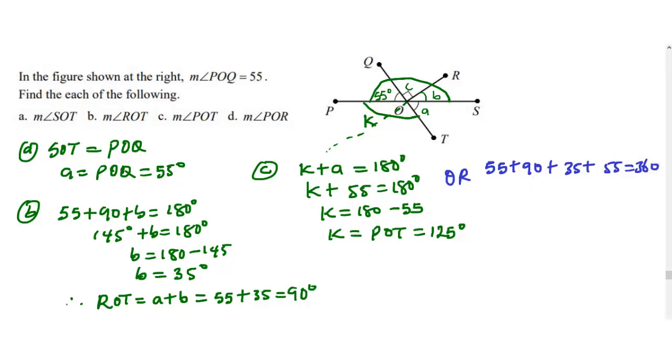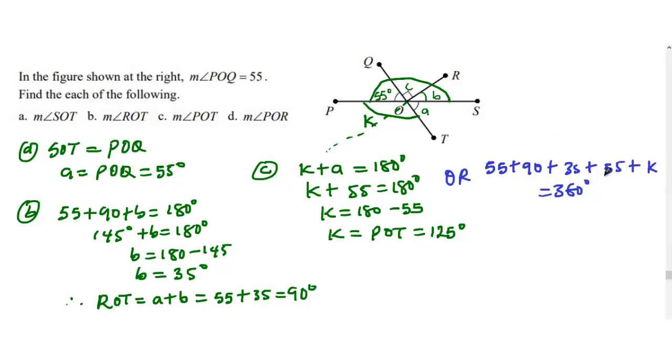So let's add everything together. We have 55. Okay, no, I've not added something else. Pardon me. 55 plus 90 plus 35 plus A. What is A? Okay, 55, 90, B is 35, then A is also 55. Then plus K, it's got to be 360 degrees. Sum of angles at a point, okay?